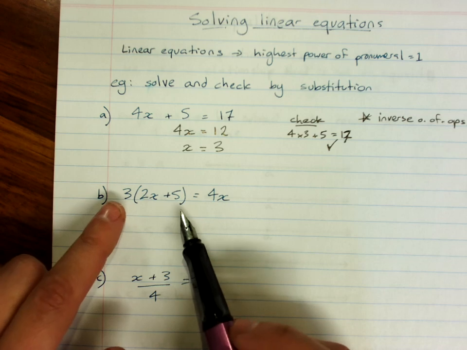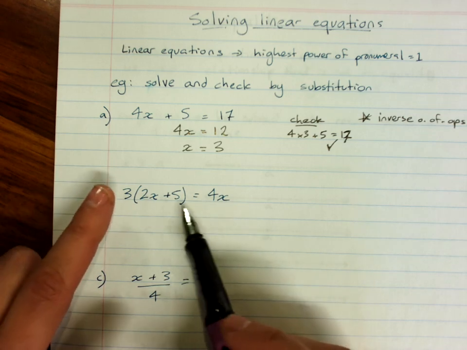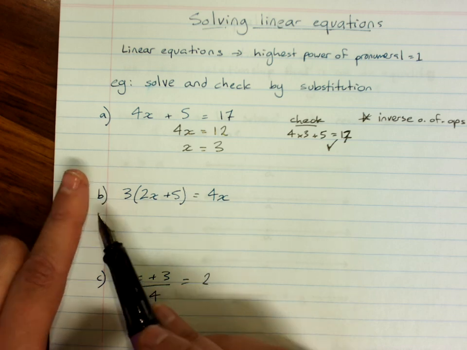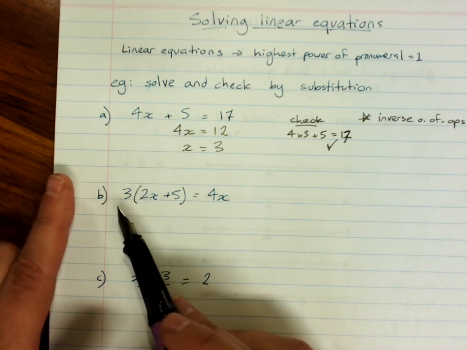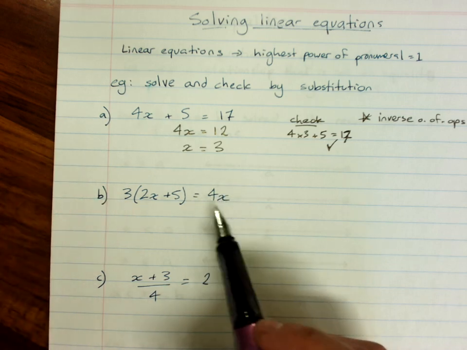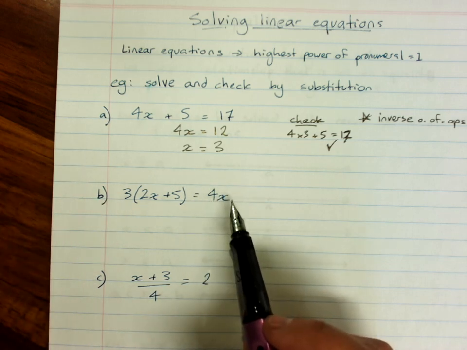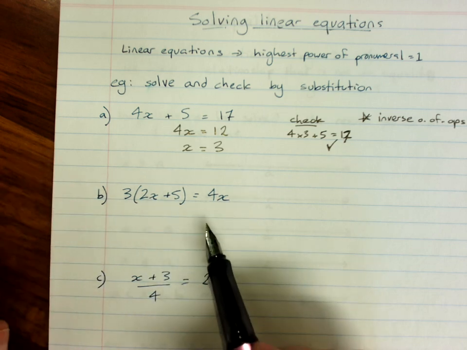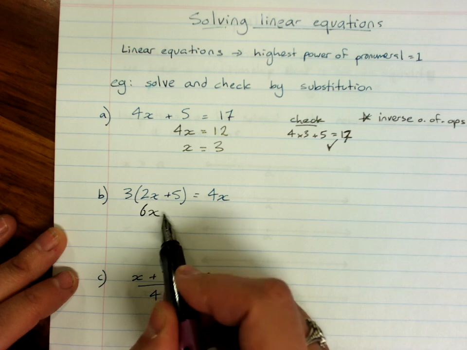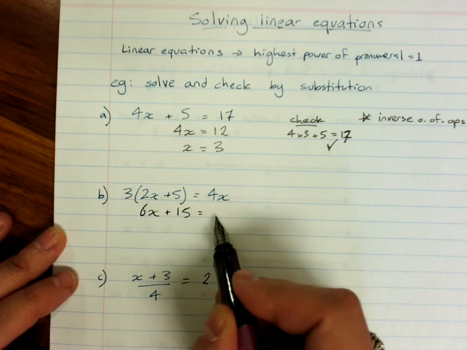My rule of thumb is, if the only complicated thing in the whole thing is that you've got a bracket, then you'll just divide both sides by the number at the front. If you've got anything else going on, fractions, pronumerals on both sides, you probably want to expand it out. So 3 times 2, that's 6x plus 15 equals 4x.